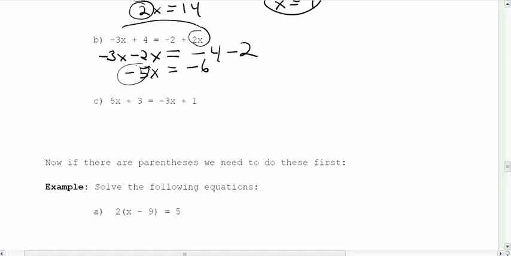Now I'm ready to move a coefficient. Since I'm multiplying by a minus 5, I will divide by minus 5. And the answer is 6 over 5.